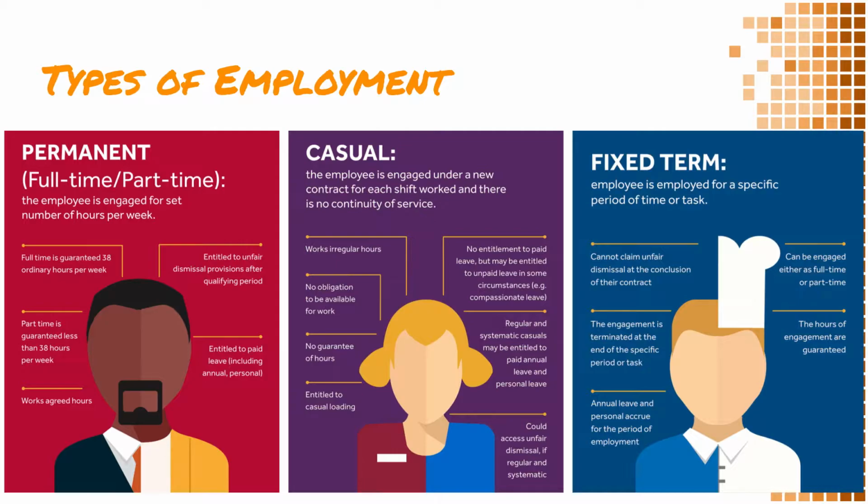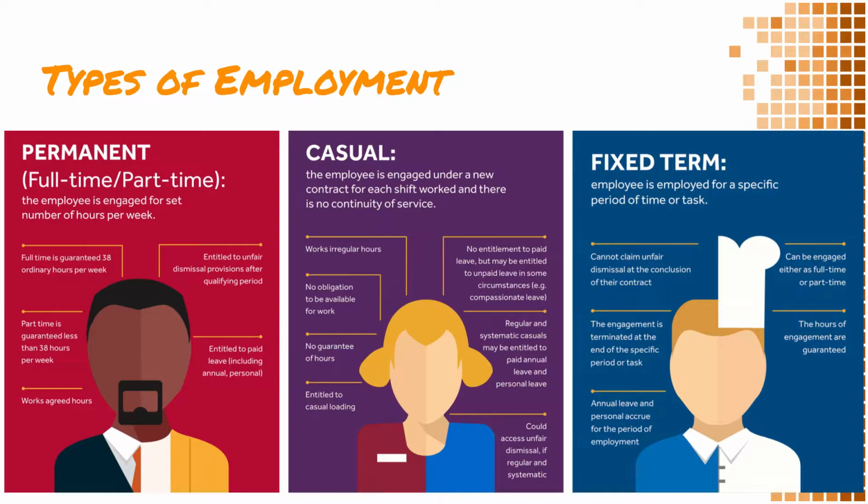So let's get started. We'll work on just the permanent employment type to begin with. Permanent employment could be full-time or part-time. You are engaged to do work each week. Every week you're expected to come to work and do the hours that your boss has put you on the roster for. And it's usually a set number of hours each week. Full-time, for example, is guaranteed 38 hours of ordinary hour work per week. Now what that means, if your job is 9 to 5, then you'll be working 9 to 5, 5 days a week. That gets you up to your 38 hours.